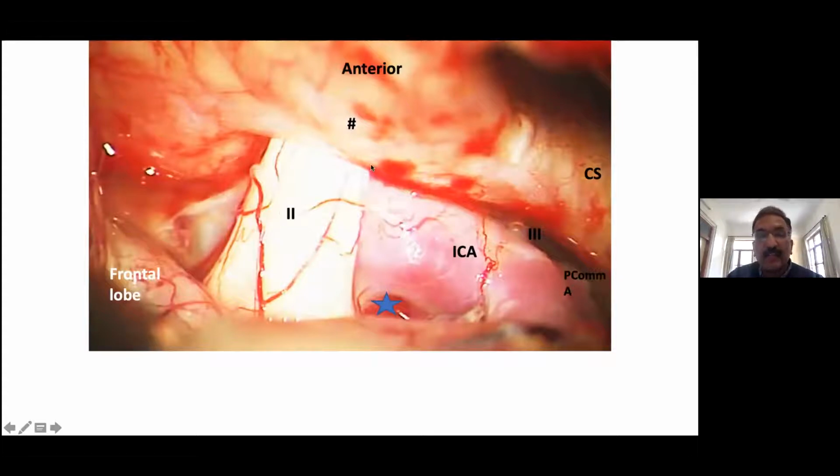So this is the second nerve going. This is the frontal lobe. And ICA continues like this. It is giving out a posterior communicating artery. And the third nerve goes into the cavernous sinus here. And this is the anterior frontal dura here.